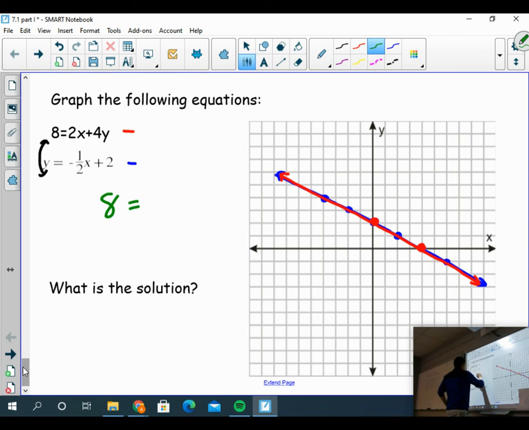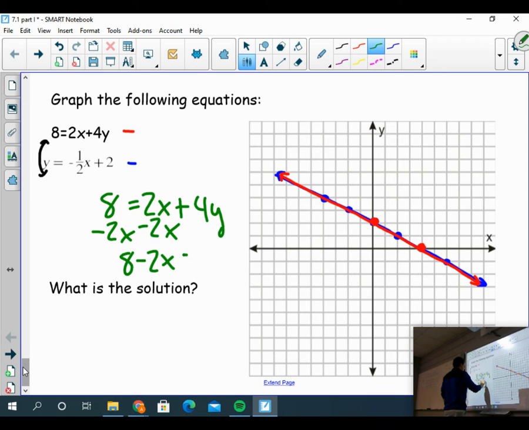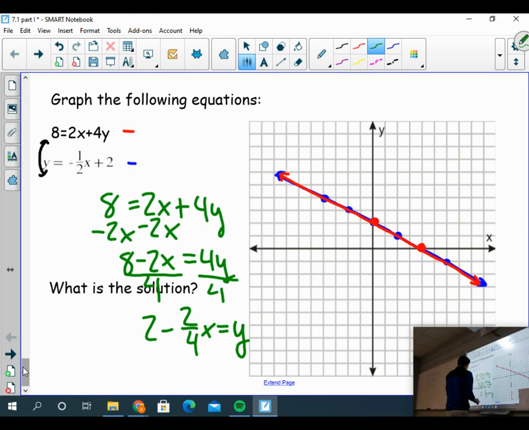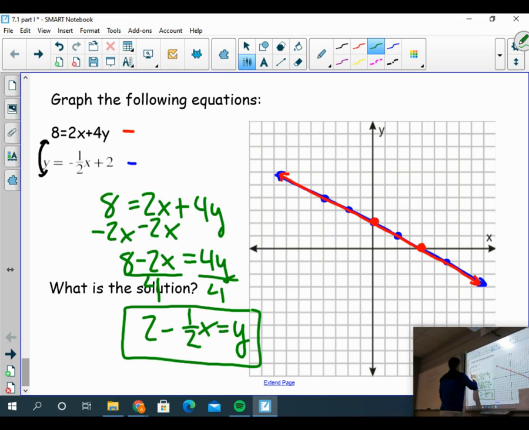If I get y by itself, I start out by subtracting 2x from both sides. And then I divide both sides by 4, making sure I divide the whole right side and the whole left side to keep that equation balanced. And that leaves me with 2 minus 2 over 4 x equals y. Well, 2 over 4 can be simplified to be 1/2. And lo and behold, when I turn that equation from standard form to slope-intercept, I have the exact same equation.